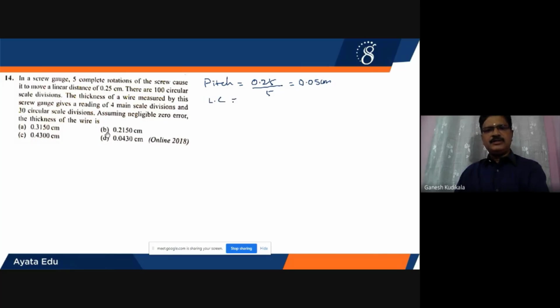After getting the pitch, now let us find the least count, because he has said that there are 100 circular divisions. Least count is equal to 0.05 divided by 100, which is 0.0005 centimeters. Now we will find the head scale reading. He has given us 30 circular divisions, so the head scale reading, HSR, is equal to 30. Now the pitch scale reading.